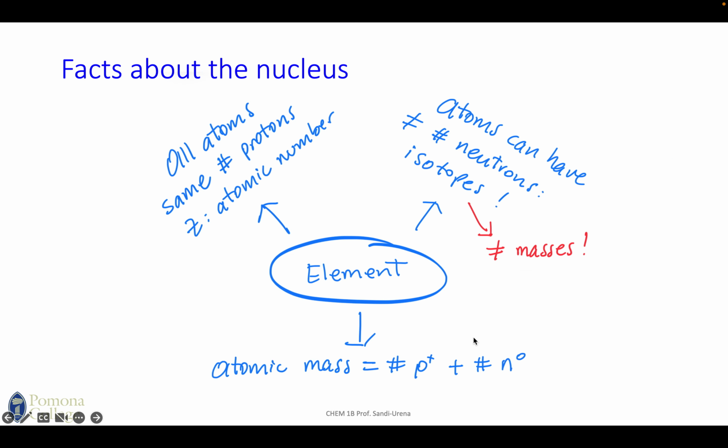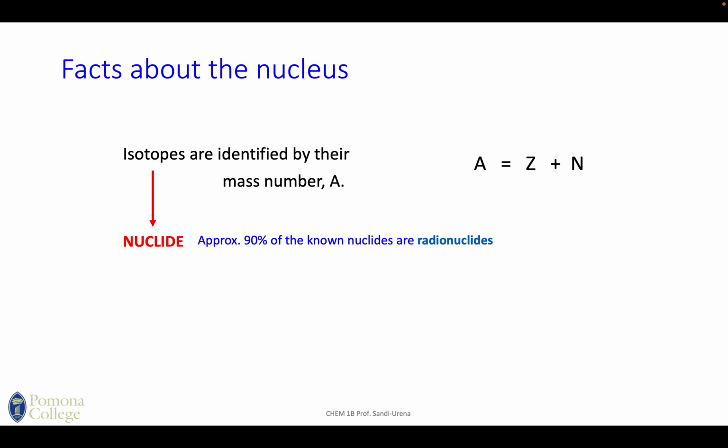Good, so now we know something about the nucleus. This is just a review from Chemistry 1A. We call the isotopes in nuclear chemistry different names, and most often we call them nuclides. And there are over 2,000 nuclides that we know of, and approximately 90% of them are radioactive, so we refer to them as radionuclides.